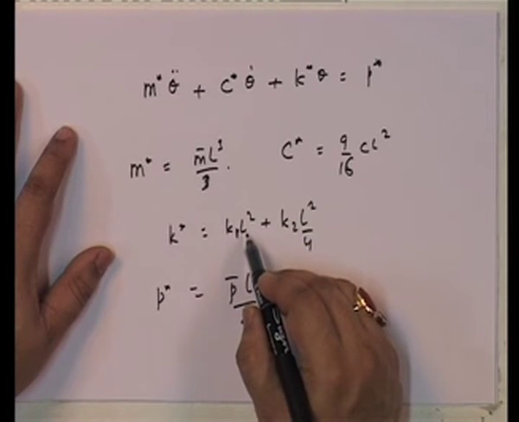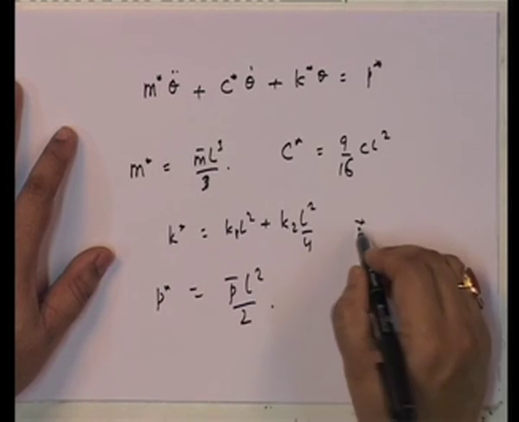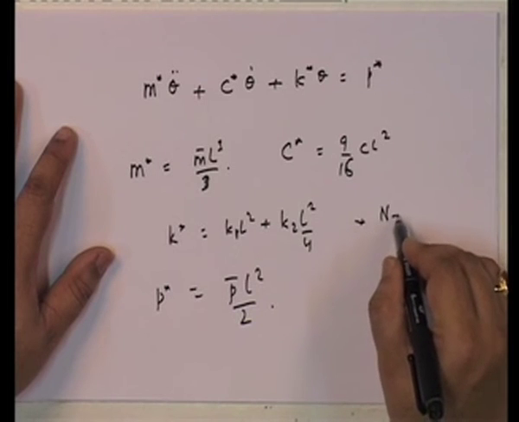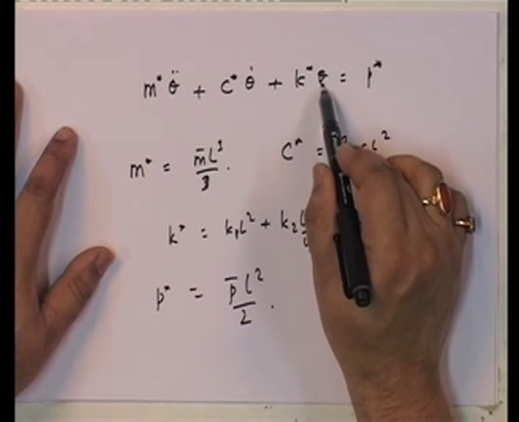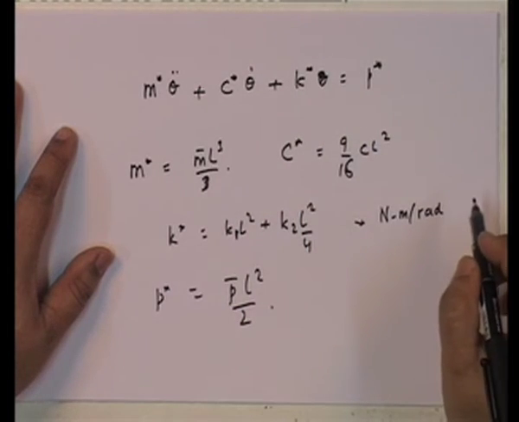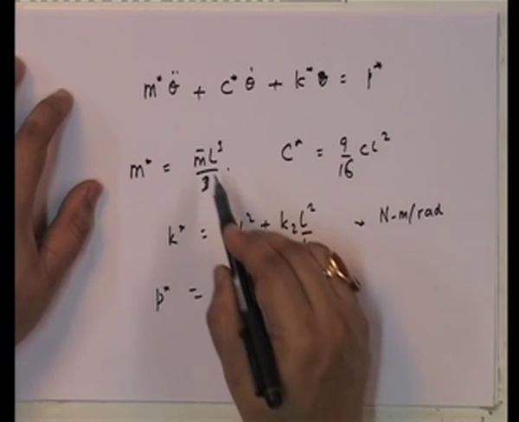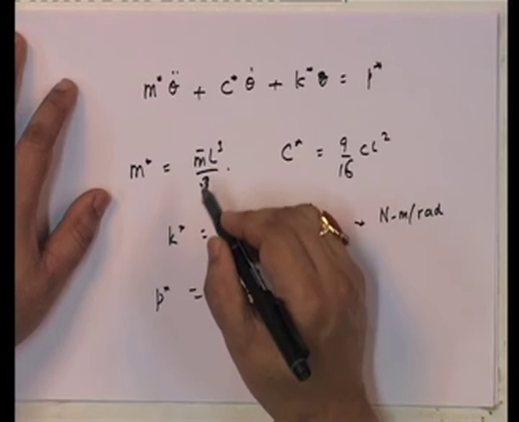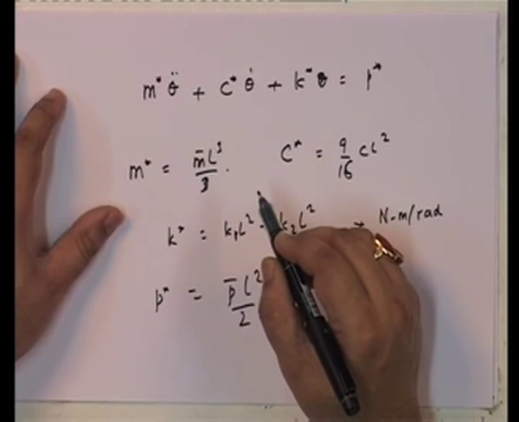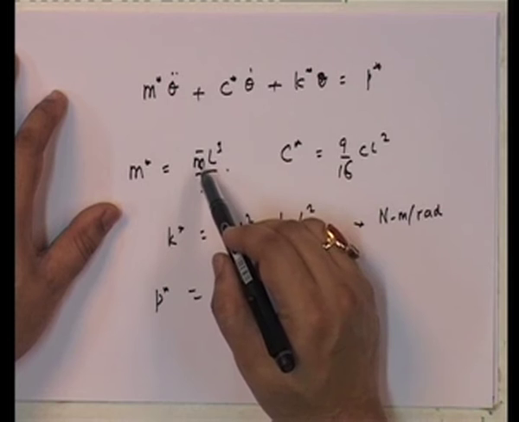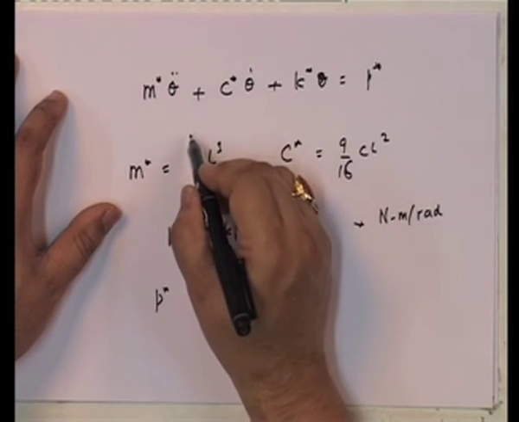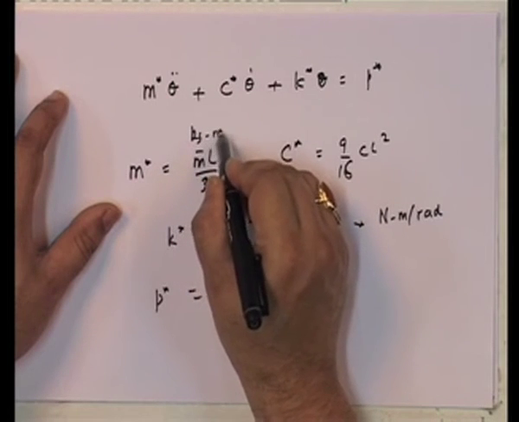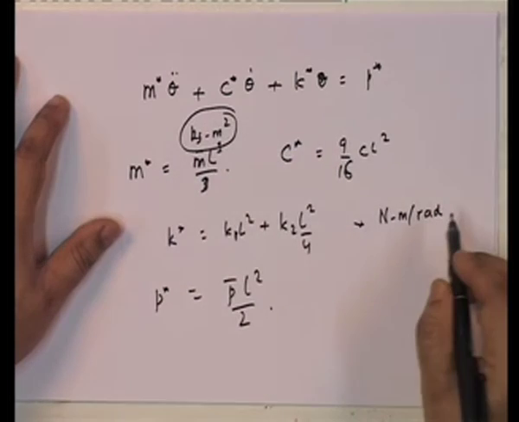Newton per meter into L squared gives me what? Newton meter, right? Actually, the units of these are Newton meter per radian, because this is per unit theta. So, this is the units of this. Let us look at this. What is this? M bar is given as kg per meter. So, kg per meter into L cubed becomes what? Kg meter squared. So, this is kg meter squared.